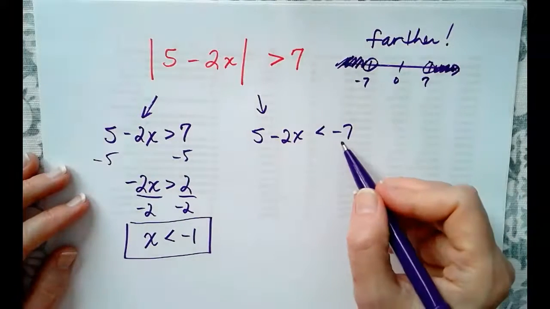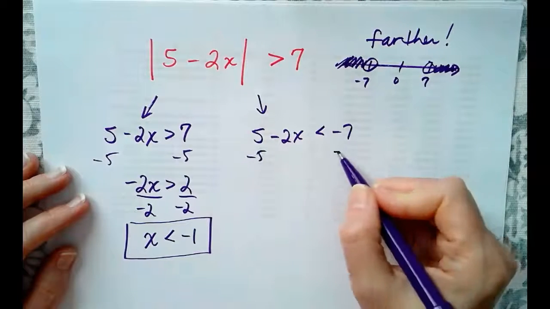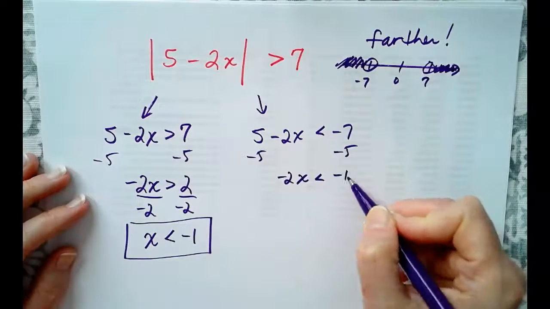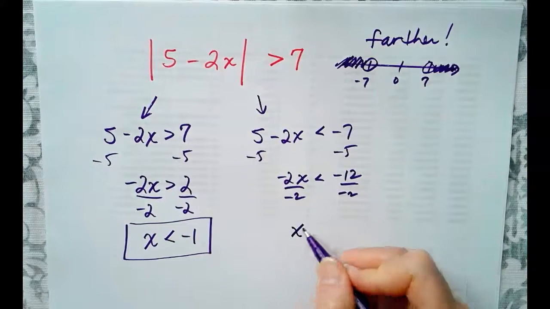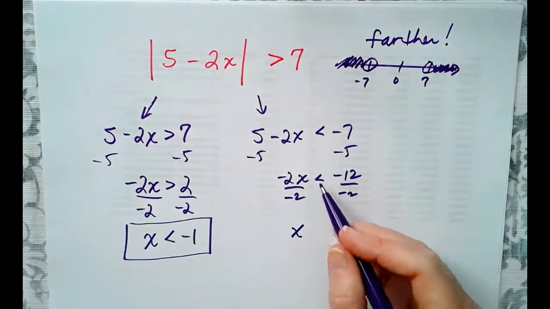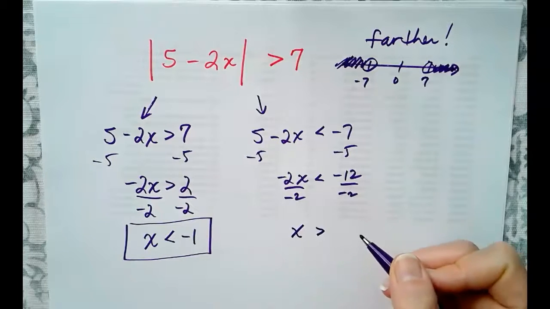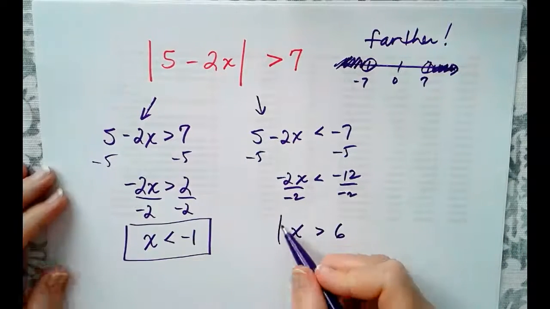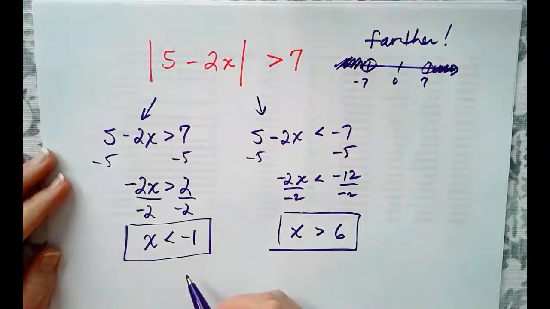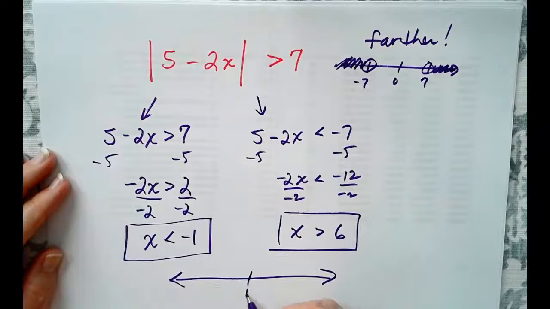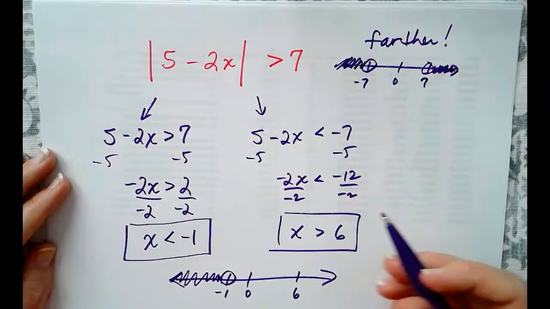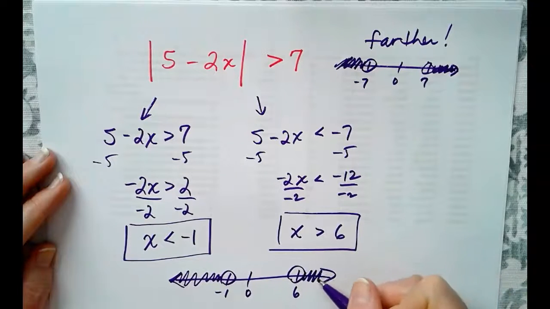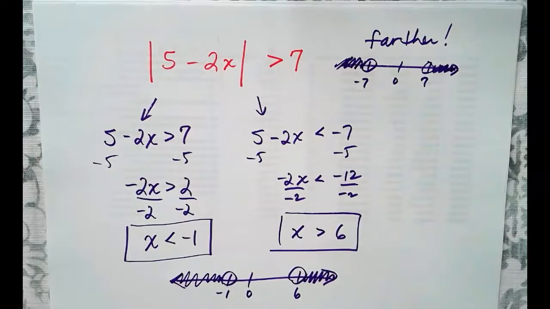Other side, 5 minus 2x is less than negative 7. So minus 5, negative 7 minus 5 is negative 12. Once again, we're dividing by a negative, which will flip the inequality sign. So what was less than is now greater than. Greater than what? 6. So these are our two intervals. If we put them on the number line with there's 0, there's negative 1, there's 6. So open on the negative 1 and everything less than negative 1. Open on the 6 and everything greater than 6.